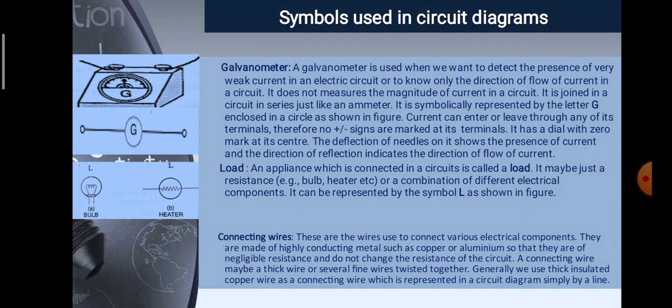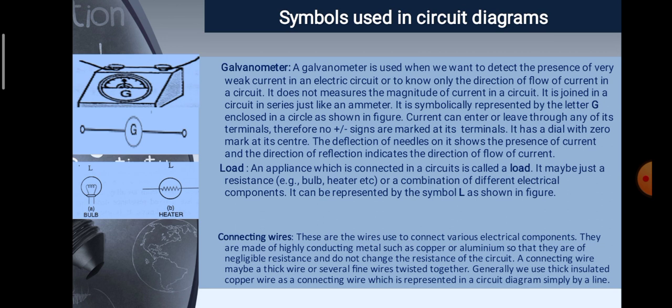Galvanometer. A galvanometer is used when we want to detect the presence of a very weak current in an electric circuit or to know only the direction of flow of current in a circuit. It does not measure the magnitude of current in a circuit. It is joined in a circuit in series just like an ammeter. It is symbolically represented by the letter G enclosed in a circle as shown in figure.